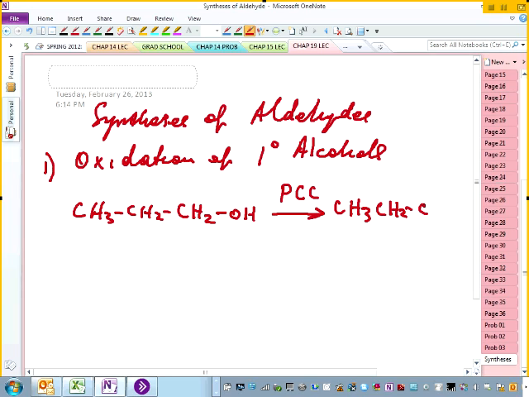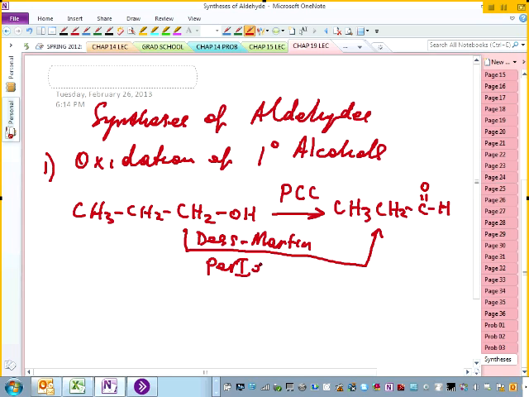Okay, PCC, and that will give you an aldehyde. So by taking PCC, you could go from a primary alcohol to an aldehyde. Now, what other reagent can you use for this? Dess-Martin, very good. So you could also use Dess-Martin periodinane. Okay, that will also do the same thing.